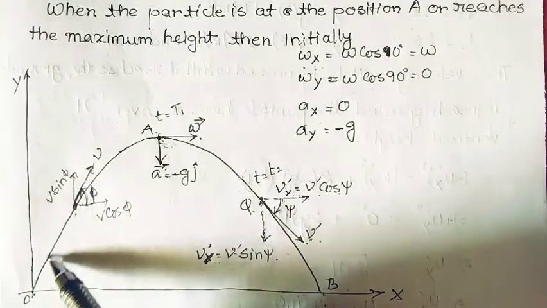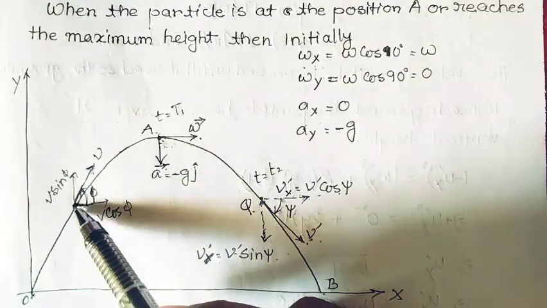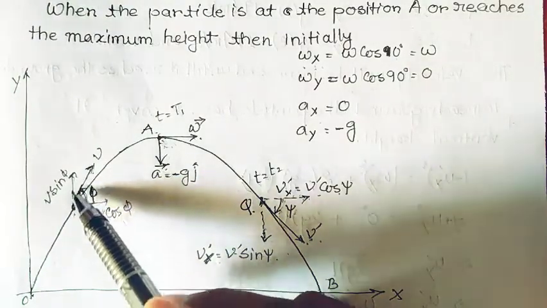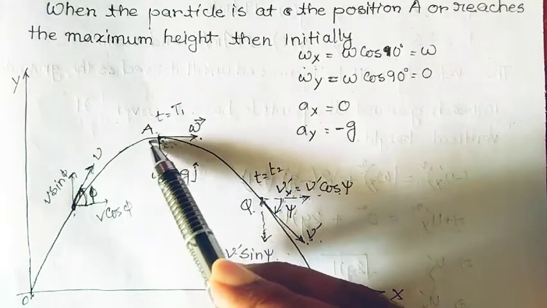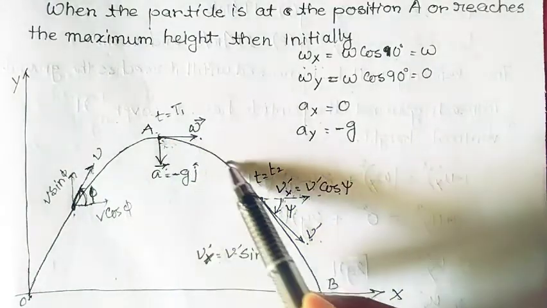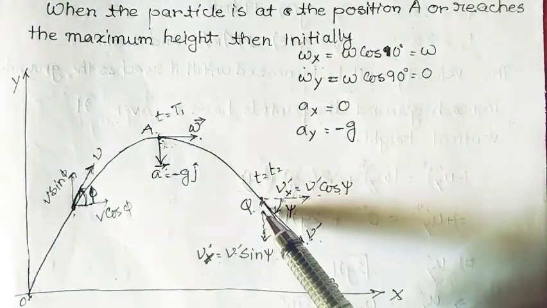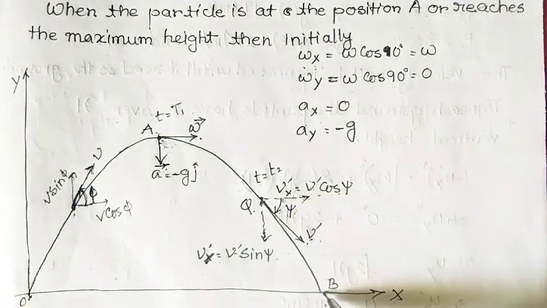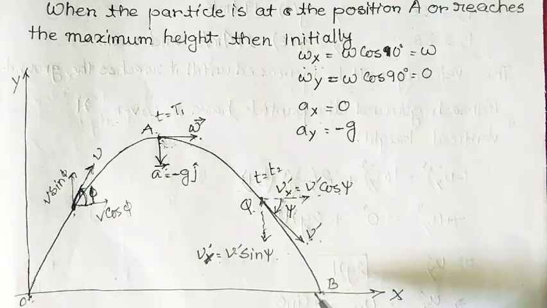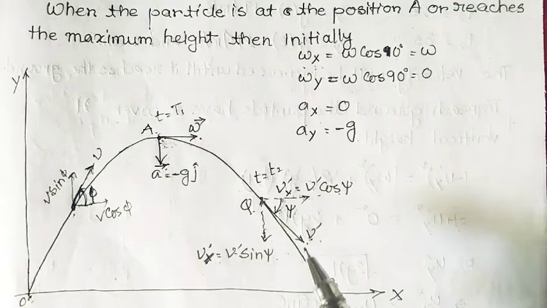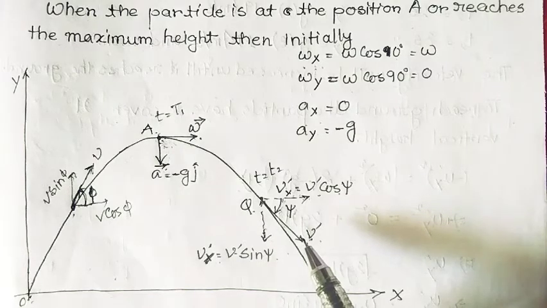So as the particle moves upward, we know that the y component of the velocity along the positive y axis decreases and becomes 0. As the particle comes downward, the y component of the velocity increases, and when it reaches point B, for this trajectory we can say that is the maximum value of the y component. But at each and every point on this motion, the horizontal component remains the same.